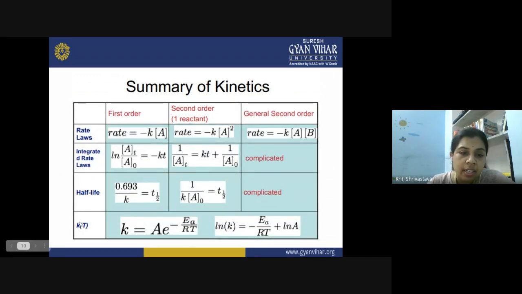Now another term comes into existence, that is the k value. What is the value of the rate constant if you look at the energy terms? So k is equal to A e raised to the power minus Ea upon RT. This is the Arrhenius equation, and it can also be applied here. If you take the natural logarithm and solve this equation, you get ln k, which is the rate constant.